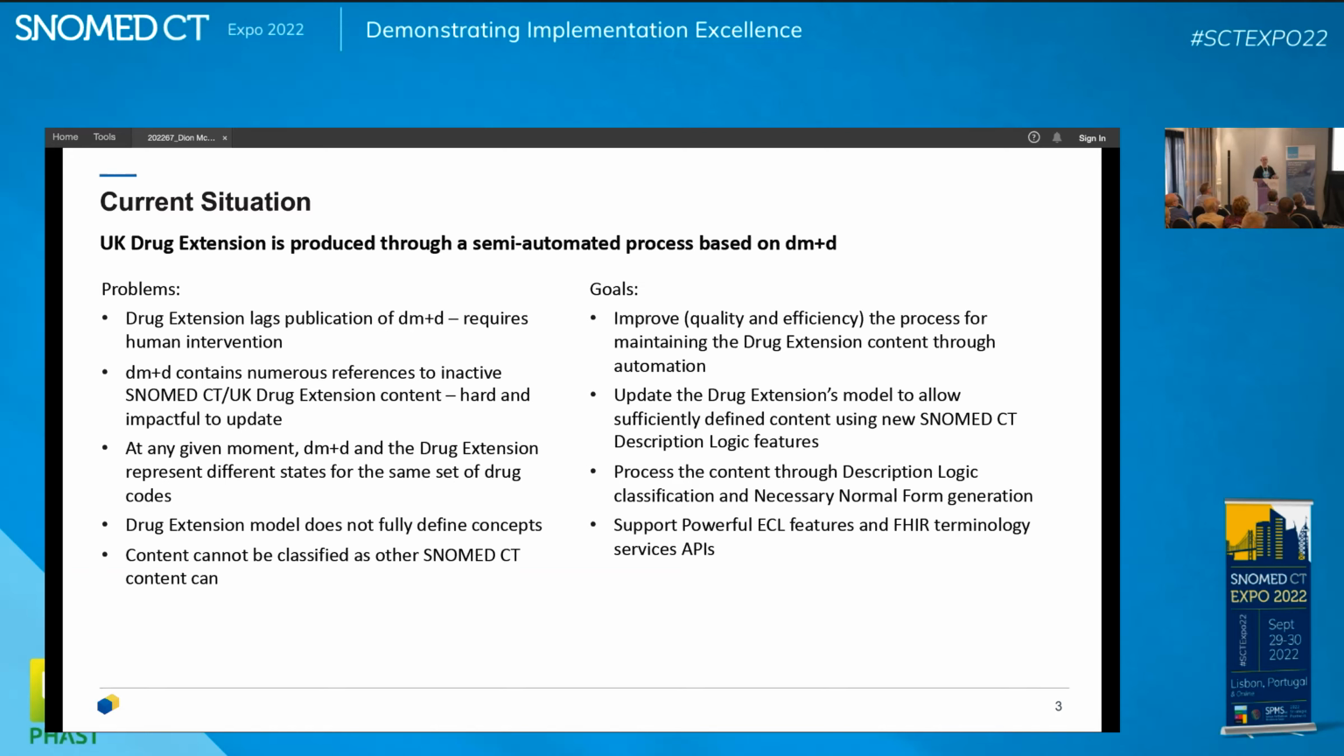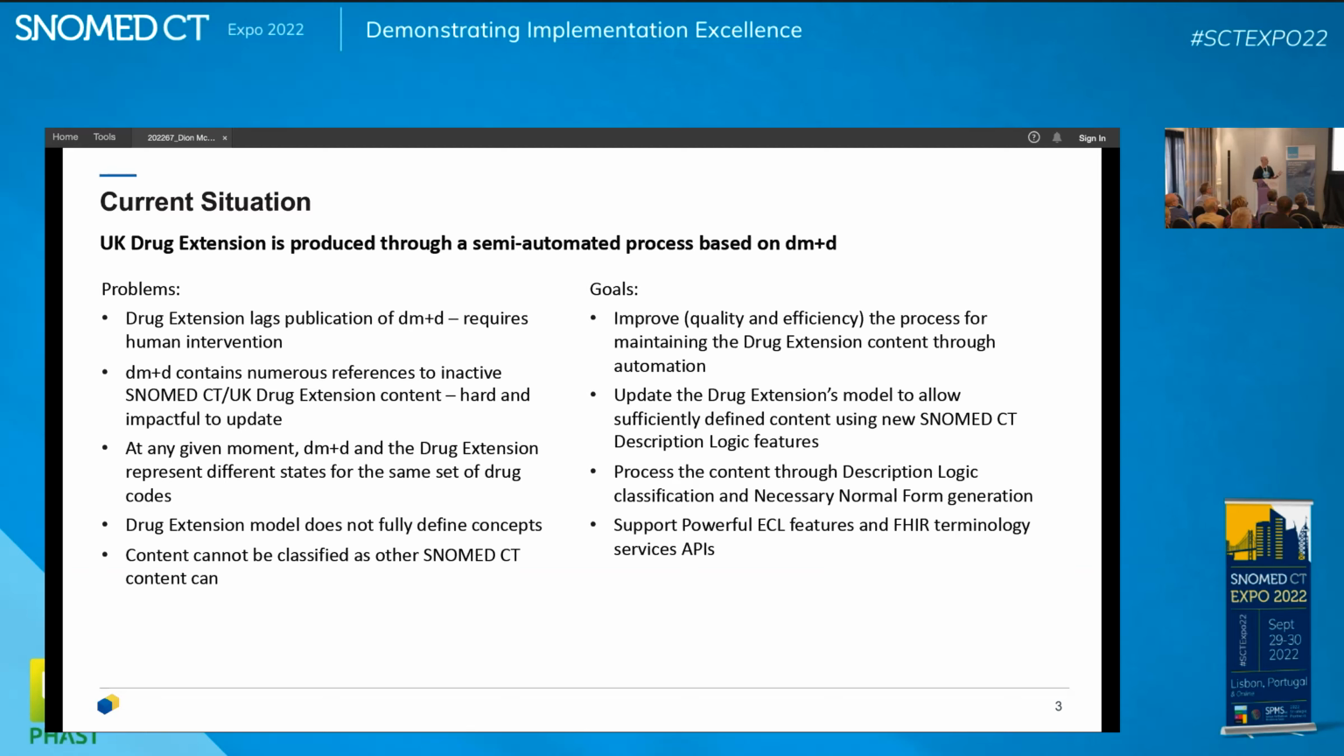That means that there is a bunch of work to do to parent new concepts as well, because the classifier can't do that for anyone. So the aim is really to try to improve the overall efficiency and quality of that process, and make it easier to maintain the drug extension in sync with dm+d as two products that work seamlessly together.